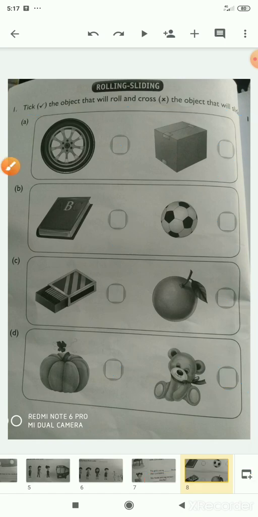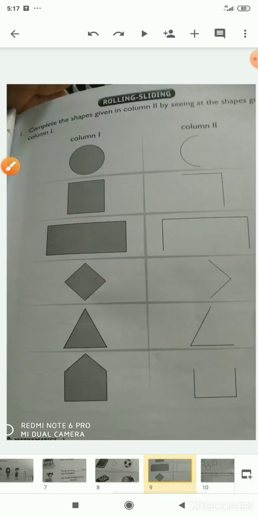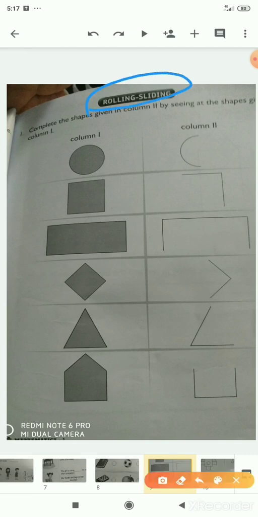Now come to the next page. Here we have again the topic rolling and sliding. Let's see what we have to do here. Complete the shapes given in column 2 by seeing the shapes given in column 1. It is very easy, and you have done it in the previous class also. So what do we have to do here?